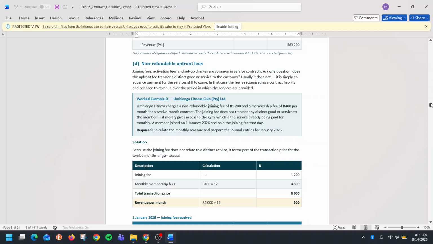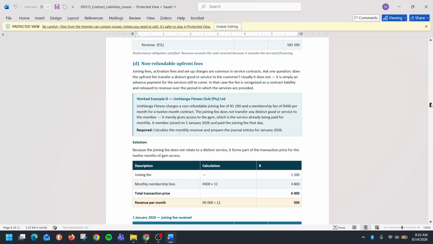It merely gives access to the gym, which is the service already being paid for monthly. A member joined on the 1st of January 2026 and paid the joining fee that day. Calculate the monthly revenue and prepare the journal entries for January 2026. Remember that the joining fee does not provide any distinct service. It just forms part of the transaction price for the 12 months of access to the gym.